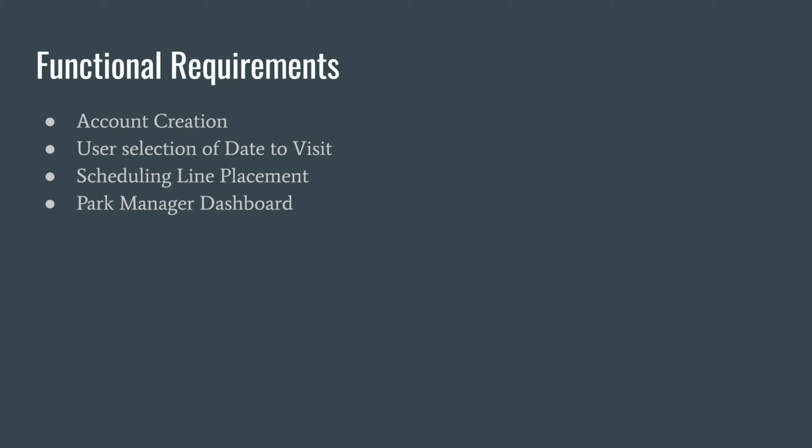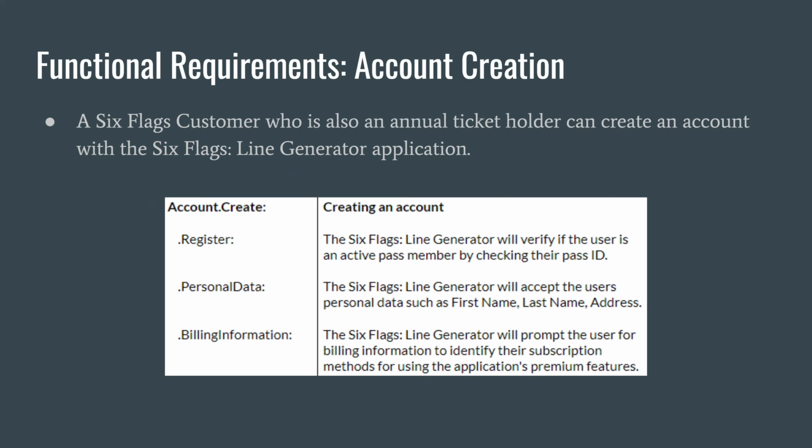Next we have the functional requirements. We have 4 main functions, which are account creation, the user selection of the date to visit, the scheduling line placement, and the park manager dashboard. So the first is account creation. A user who is an annual ticket holder can create an account with the Six Flags Line Generator application. So there's a register function where they can verify if the user is an active pass member by checking their pass ID. There's a personal data function.